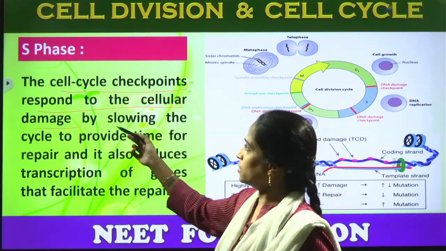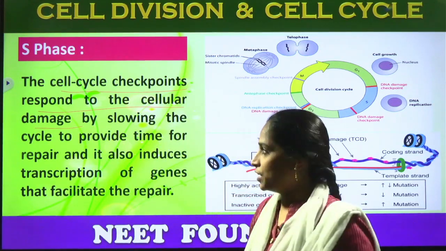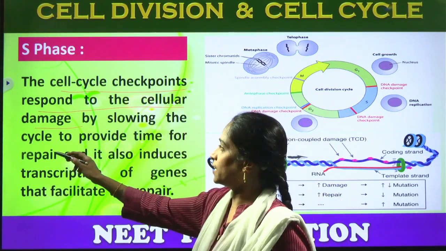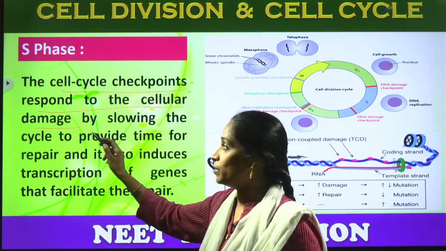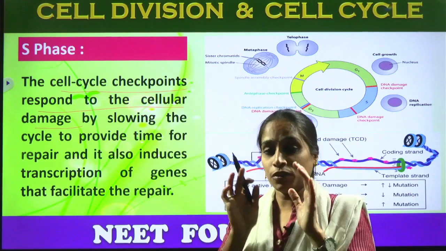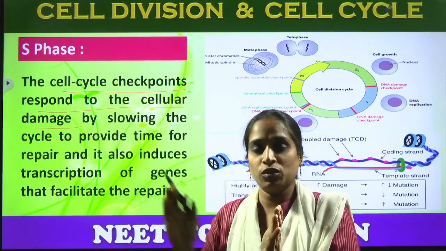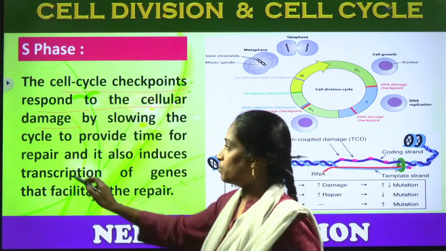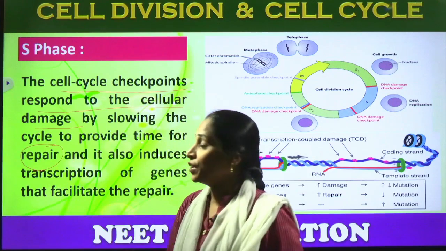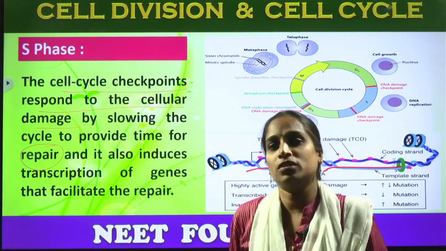The cell cycle checkpoints respond to cellular damage by slowing the cycle to provide time for repair. They take some gap to find out whether there is a problem or not. If there is no problem, they continue the process. If there is a problem, they give some time duration for the repairing process. After the repair, then only can we go further, right?